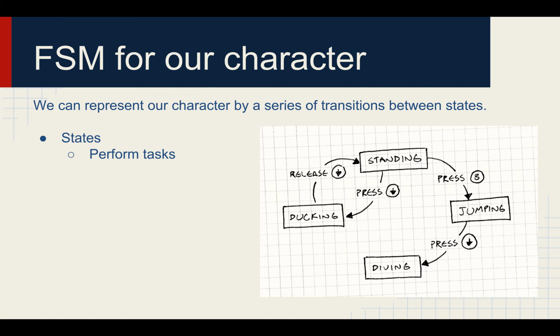Or the state could be, is our character alive? Is our character dead? Several different things. Now the transitions are essentially, in this example, our interaction with the game. So they're key presses. So pressing down to duck and then releasing to go back to standing, or pressing B to jump. And if you press down while you're jumping, then you go into diving.